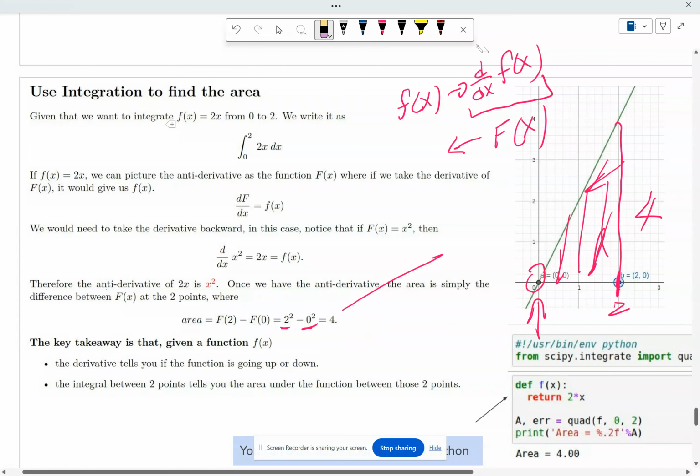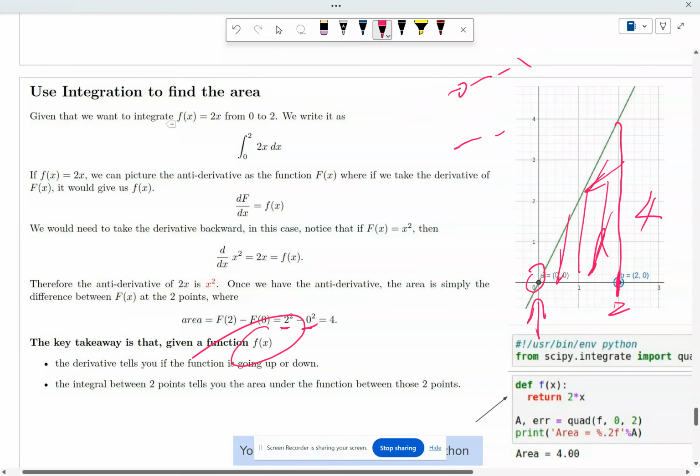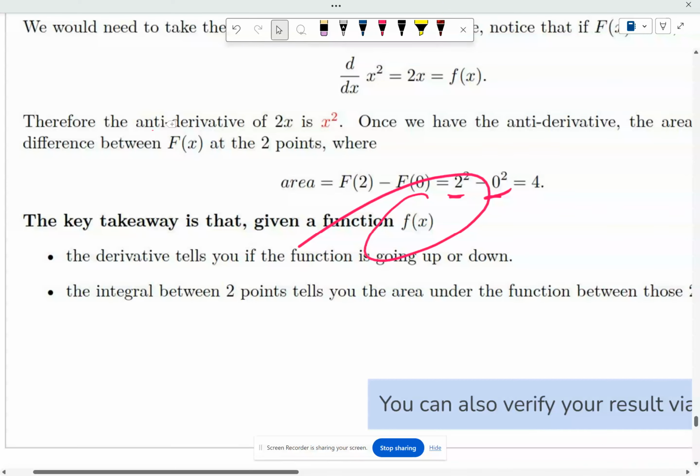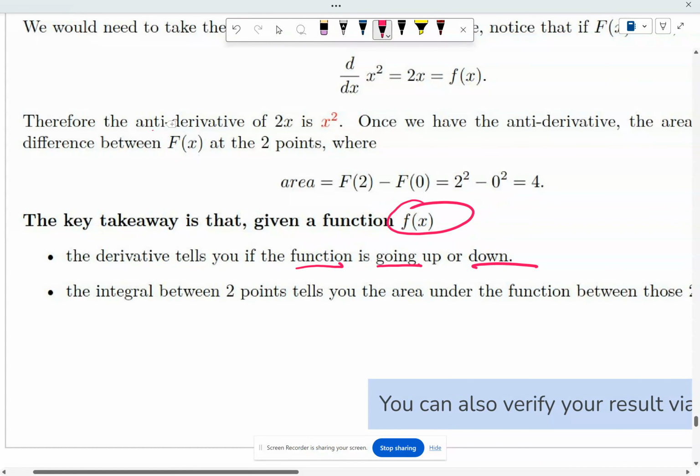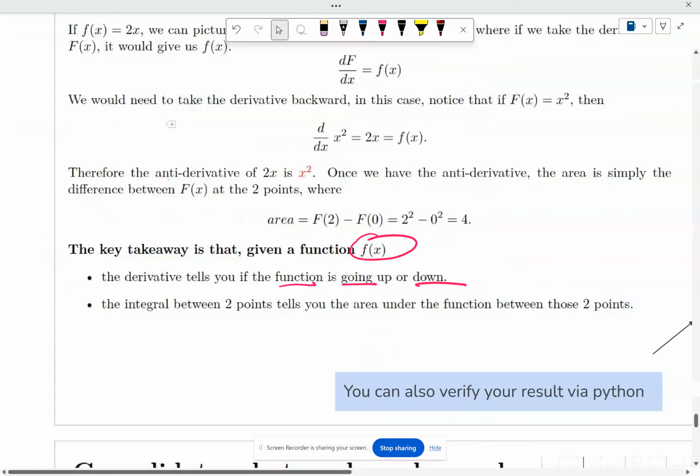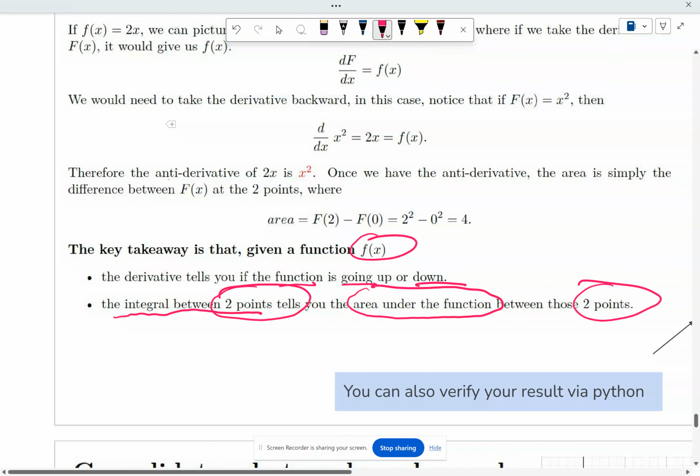So the key takeaway here is that given function f, if we take the derivative of it, it tells us if the function is going up or down. We spent most of the class talking about derivatives, and that's what it tells us. Now, if we take the integral, which is the opposite of the derivative, between 2 points, it tells us the area under the function between these 2 points.